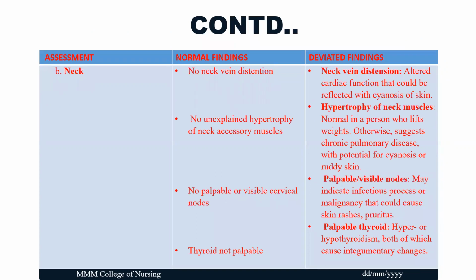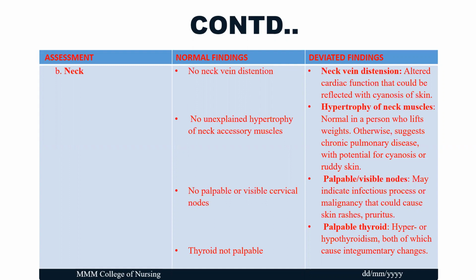Moving on to the neck. When it comes to the neck, the normal findings are no neck vein distension, no unexplained hypertrophy of neck, no palpable or visible cervical nodes, thyroid should not be palpable. So let's find what are the deviated findings. Neck vein distension: altered cardiac function that could be reflected with cyanosis of skin might be the reason. When it comes to the hypertrophy, in a normal person who lifts weight, otherwise it suggests chronic pulmonary disease with potential for cyanosis or ruddy skin.